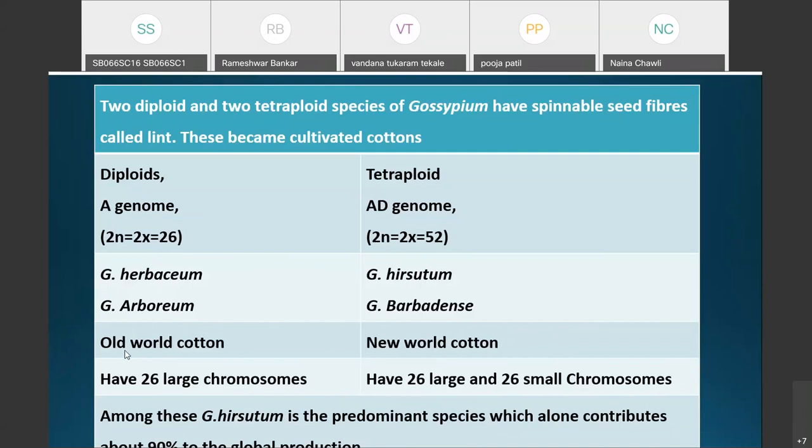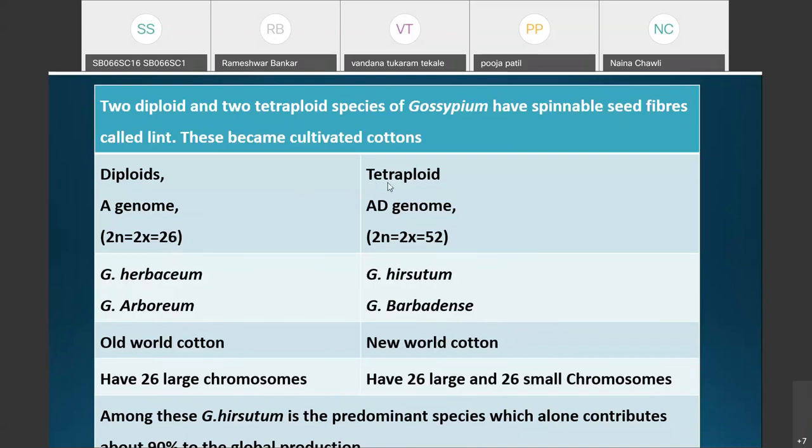These diploid species are referred to as the old world cotton. In some books you can find that these two species, Gossypium herbaceum and Gossypium arboreum, are also referred to as the desi cotton. These are the diploid species, having 26 chromosomes.